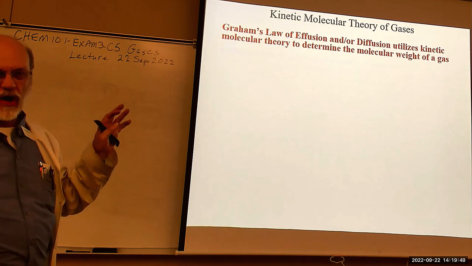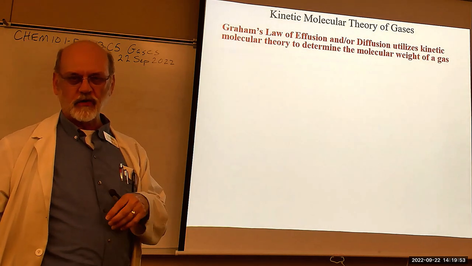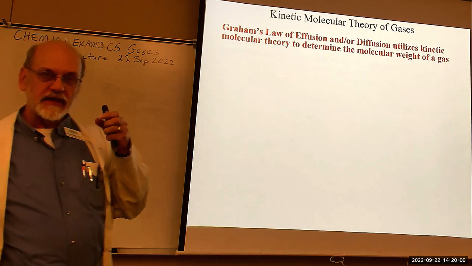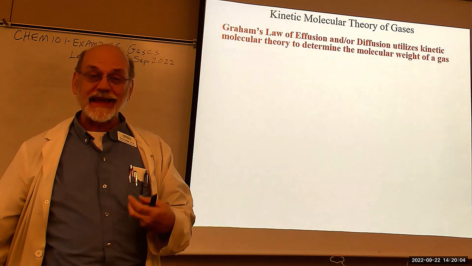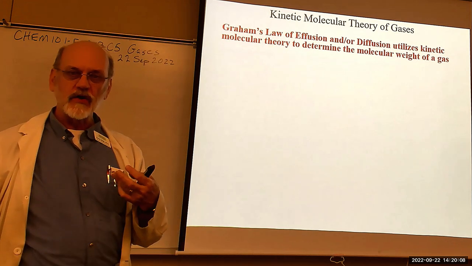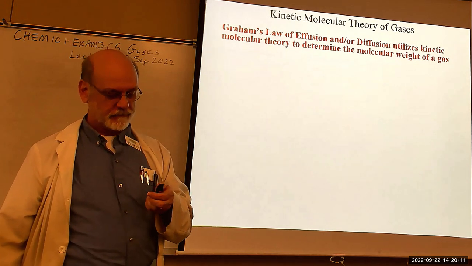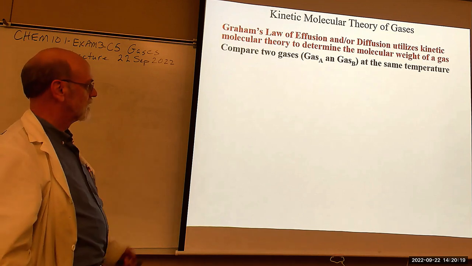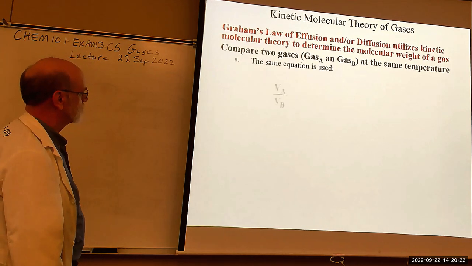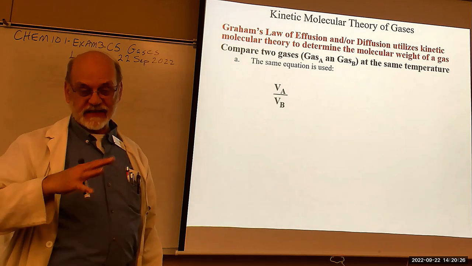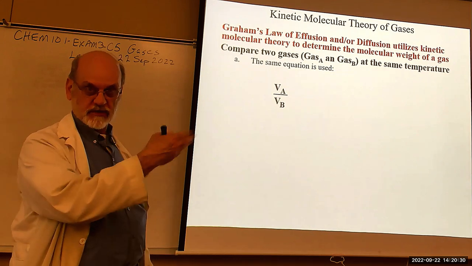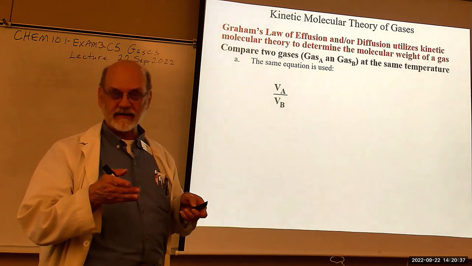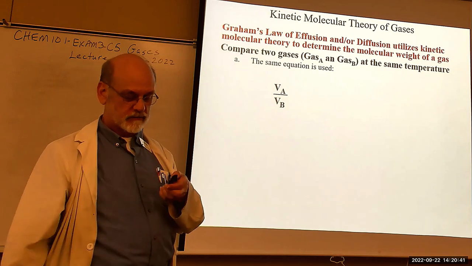Now we want to look at one other law, Graham's law of diffusion or effusion. Either one is proper. It takes into account the average kinetic energy of the gas, and it also introduces that molecular weight term. So let's say we have two gases, gas A and gas B, and they're both at the same temperature. If we ratio their velocities, just make a quotient out of it: velocity of A divided by velocity of B. We know how to calculate that because we have that equation, square root of 3RT over molecular weight.